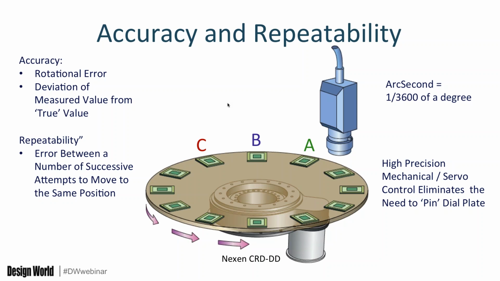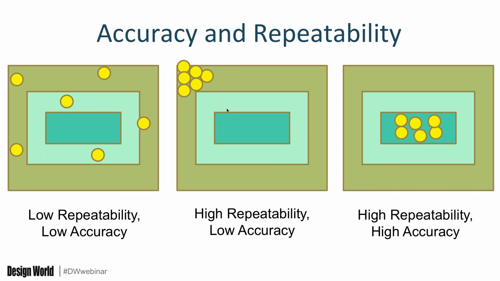If we look at the green rectangles on the actual dial plate here at each of the 12 stations, we'll go into a bit of a visual to give you an idea of what we have here for accuracy and repeatability. On the left, you would see that the yellow circles are somewhat random. In this case, you would have low repeatability and low accuracy. Repeatability being that it is not maintaining the same spot every single time, and the move from one position to the next is random.